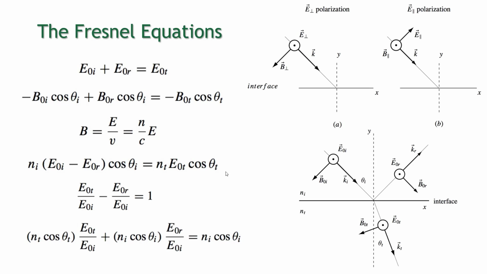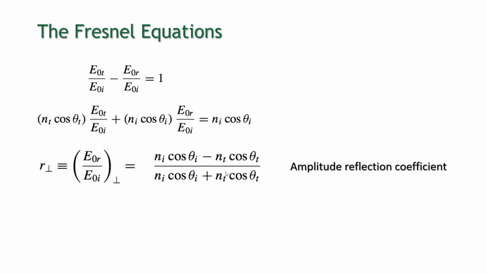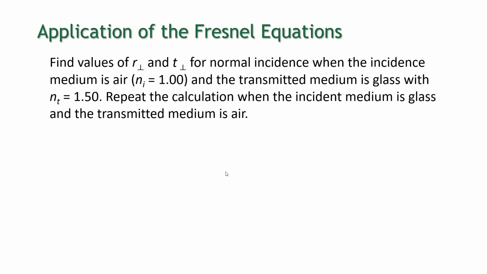So we use the boundary condition for magnetic field and electric field, and then we derived the coefficient called amplitude reflection coefficient, which is the ratio of amplitude of electric field reflected over amplitude of electric field incident. And we also got this ratio. So that's what we did last time, and then we did this problem by using this formula.